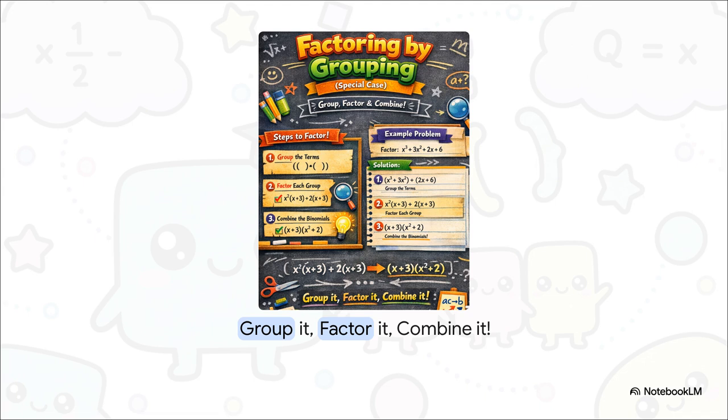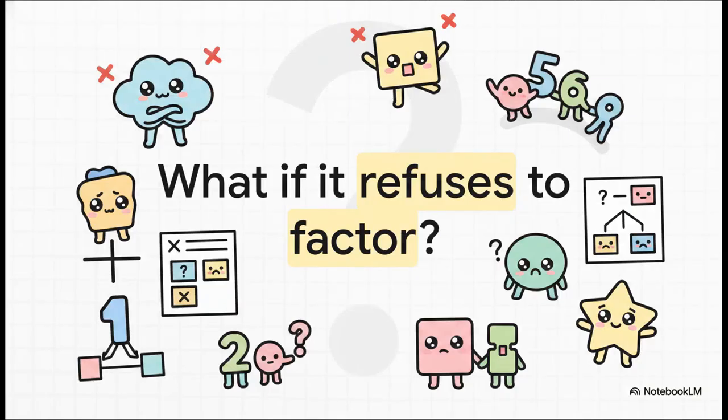For example, factoring out an x squared from the first group and a 2 from the second group leaves us with the exact same binomial inside both sets of parentheses, (x + 3). You just combine the outside terms into one binomial and keep that shared inside term as the other. Group it, factor it, combine it. Easy.